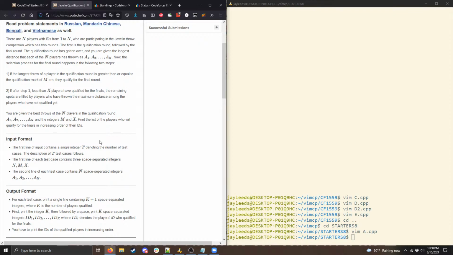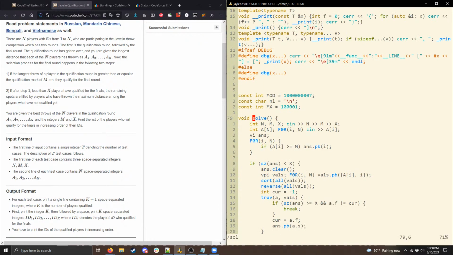But if fewer than X players have qualified, then we'll continue to fill more slots until there are X participants in the finals. We have to find the list of the players who qualify. So again, this is a bit of an implementation problem.